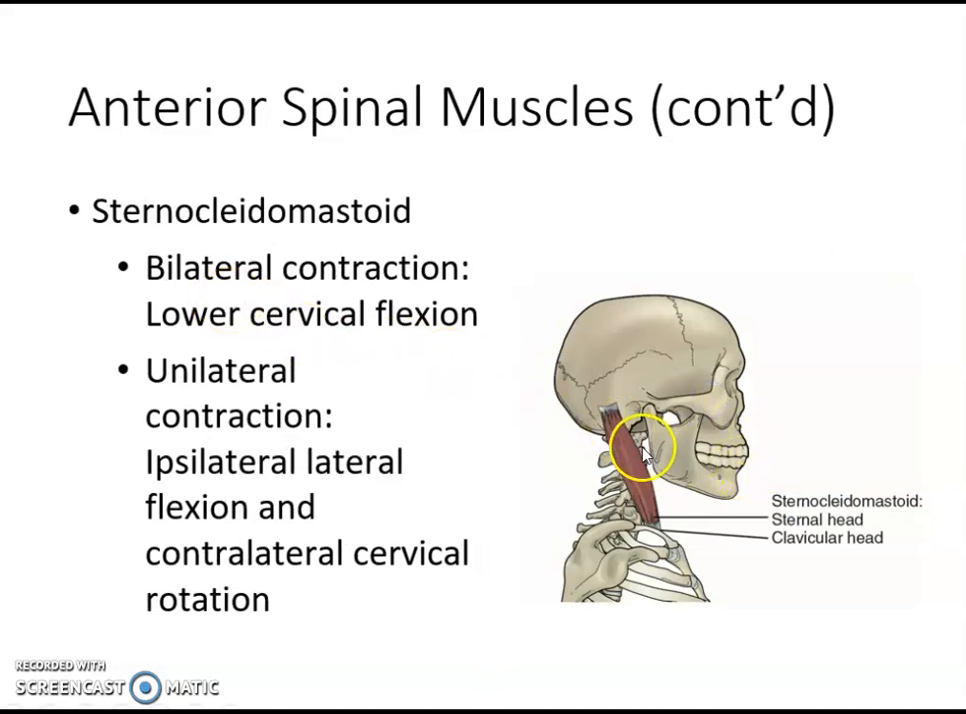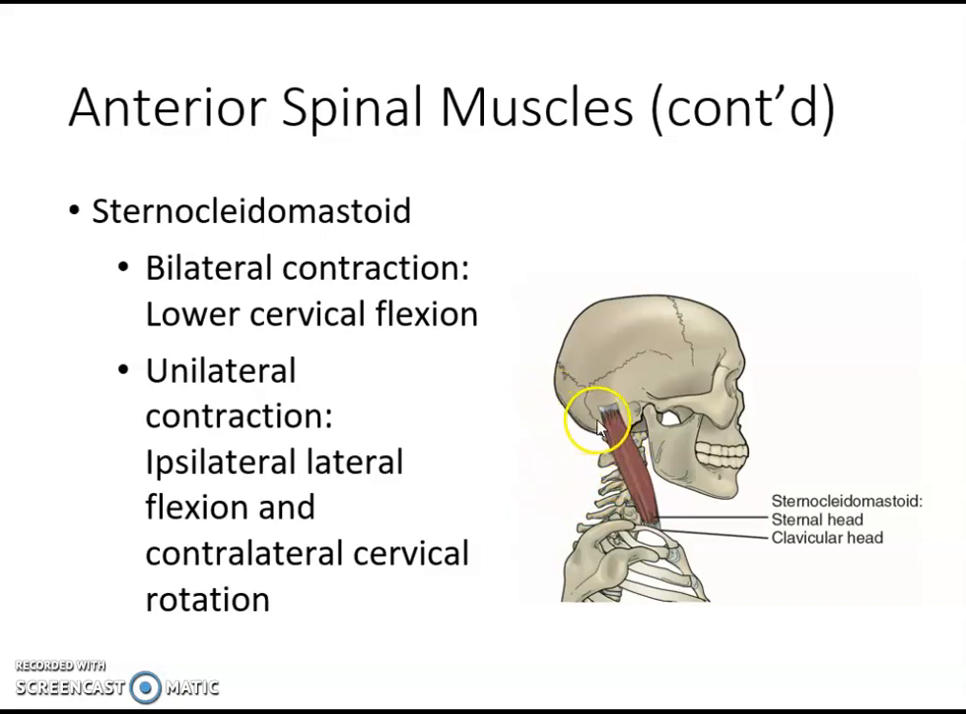Another most important muscle in the cervical spine is the sternocleidomastoid, or what we call in short SCM. It causes the flexion if it contracts on both sides. It causes the cervical spine flexion, and in particular the lower cervical spine flexion. If it contracts on one side only, then it causes the lateral flexion of the same side and the opposite cervical rotation. And that is a very important muscle of cervical spine, a very important function of this muscle.